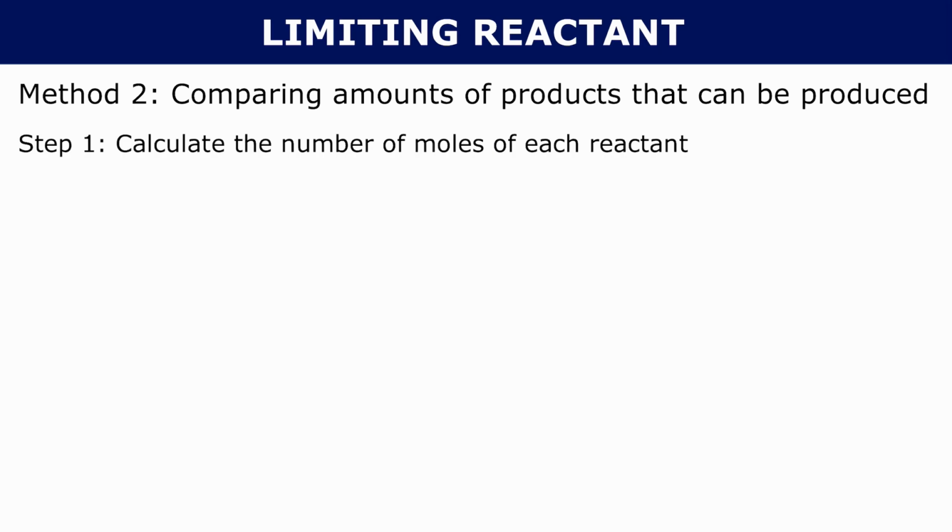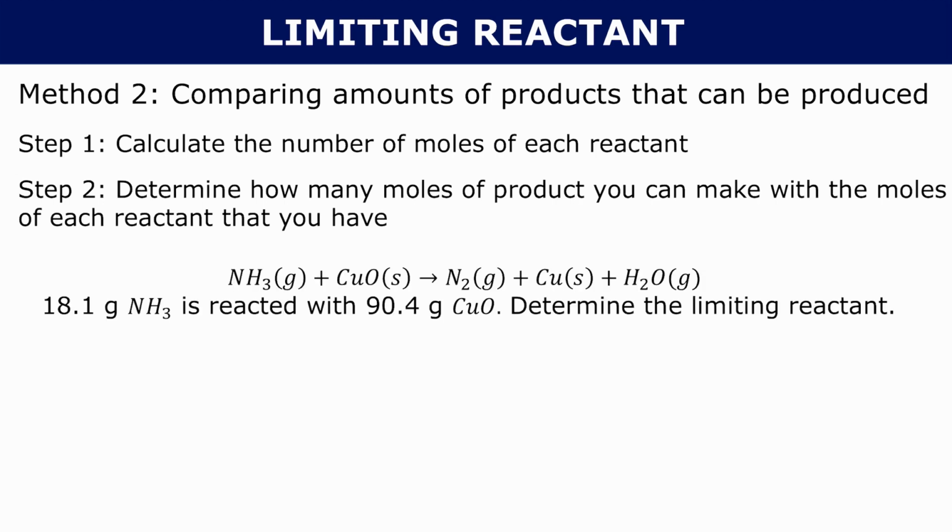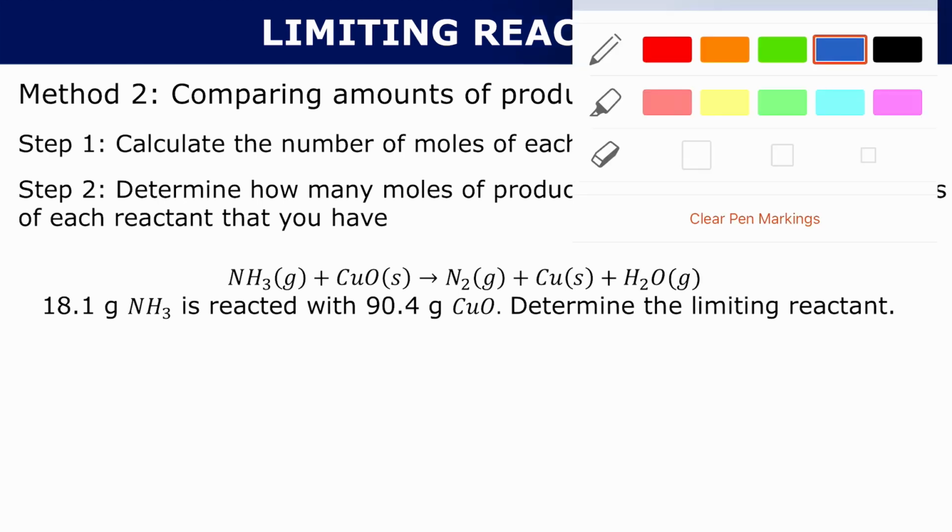The first step is going to be the same, so we need to calculate the number of moles of each reactant, but the second step is to determine how many moles of product you can make with the moles of each reactant that you have. So let's do the same problem again, but with this method. We're going to need to balance it out again, so let's balance it.